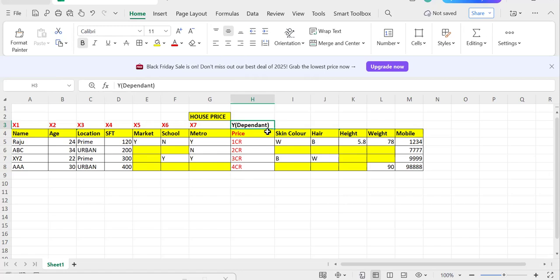The dependent variable is the one that is affected by the independent variables. Let me give you one more example in order to get more clarity. Let's try to understand what the actual meaning of dependent variable is and what the actual meaning of independent variable is.